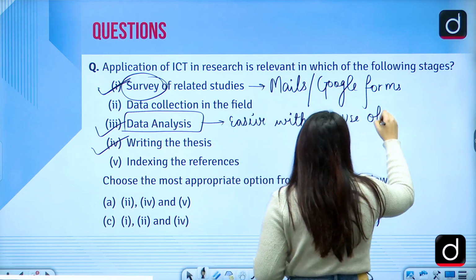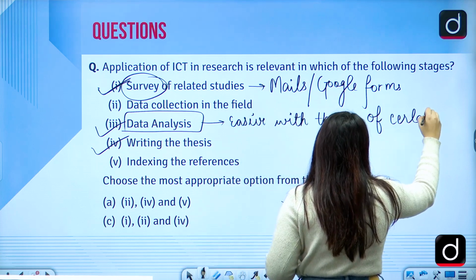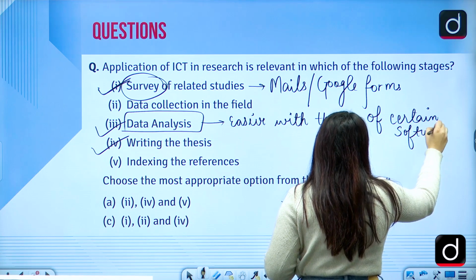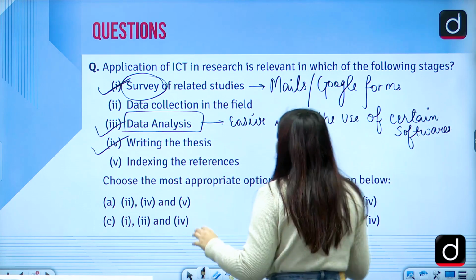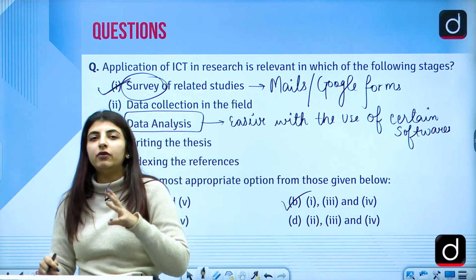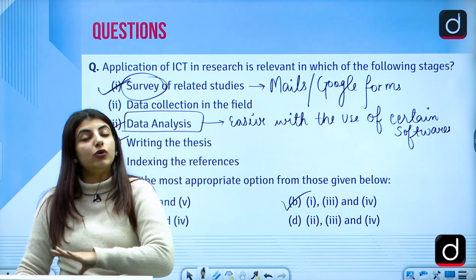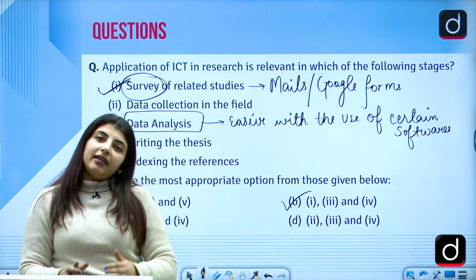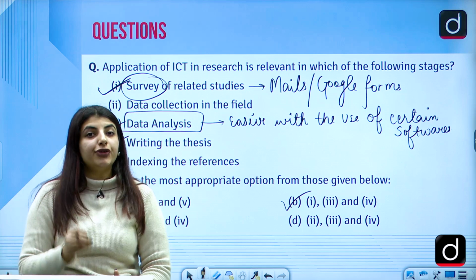certain softwares. Correct? And data analysis, which took so long for people when they were conducting research because they used to have so much data, that task has been made easier with the usage of ICT now.